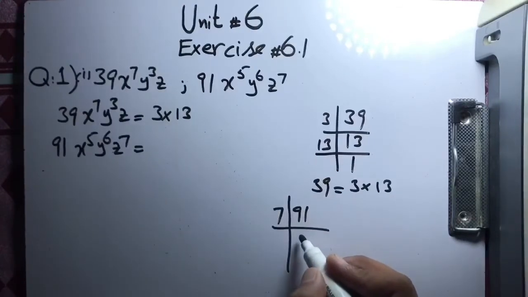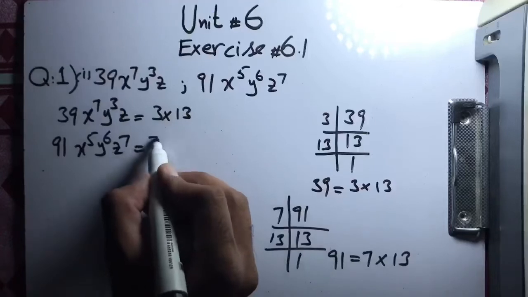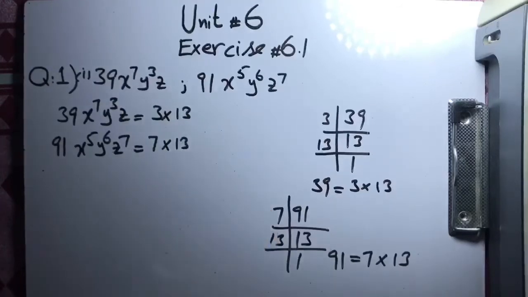7 multiplied by 1 we get 7, and remaining is 2, it becomes 21. 7 multiplied by 3 is 21, 1 carried, the 31, and 91 is equal to 7 multiplied by 13. So I write here 7 multiplied by 13.